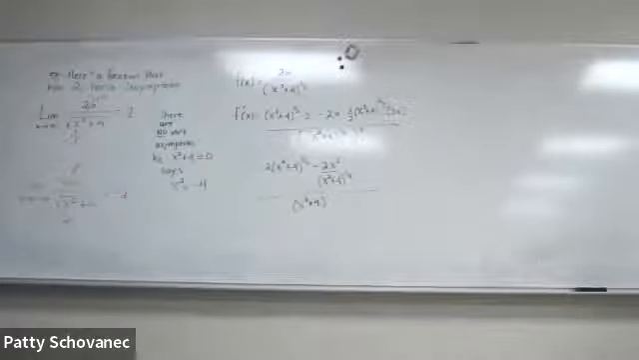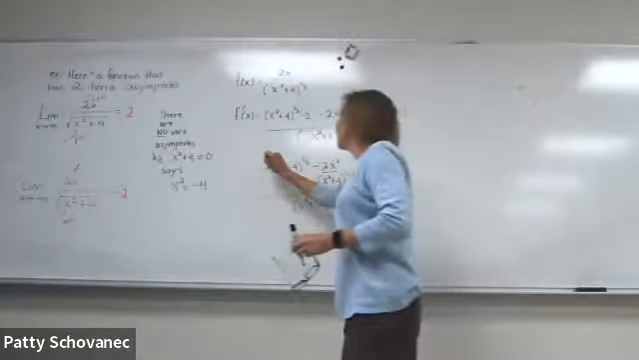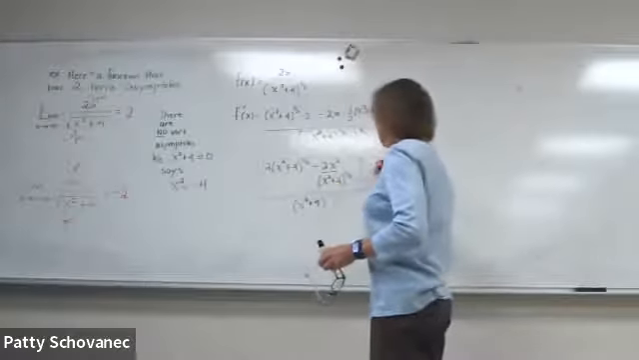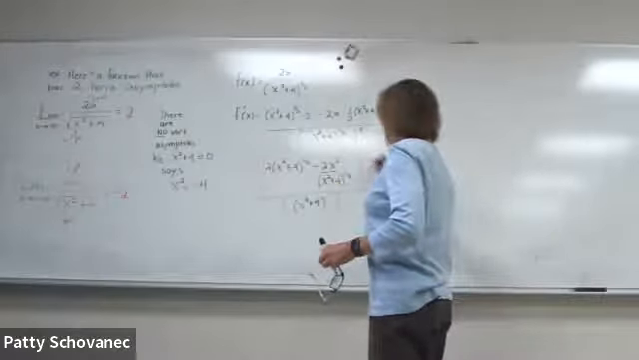Now I'm going to quickly clear the fractions from my numerator by multiplying the entire top and the entire bottom by x squared plus 4 to the 1/2.